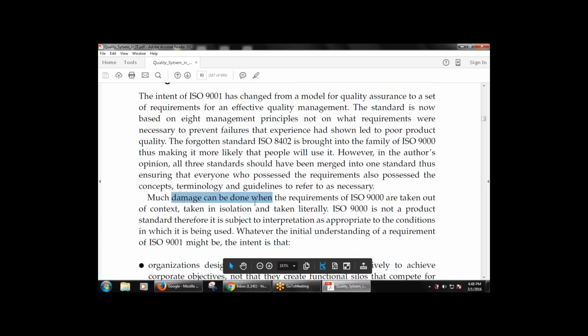Much damage can be done when the requirements of ISO 9000 are taken out of context, in isolation and taken literally. ISO 9000 is not a product standard, therefore it is subject to interpretation as appropriate to the conditions in which it is used.